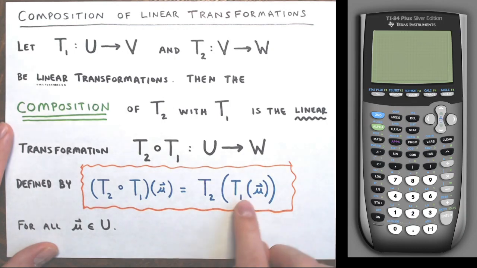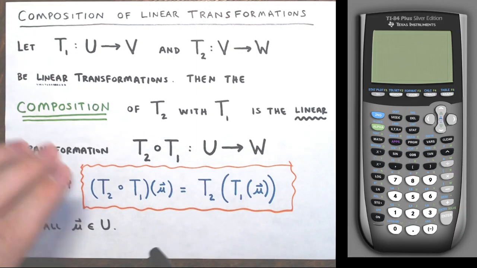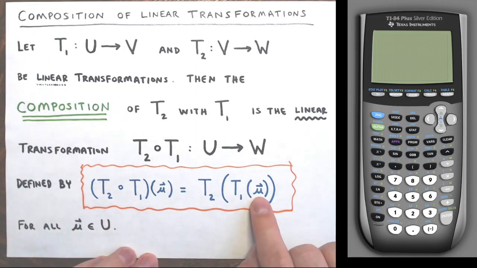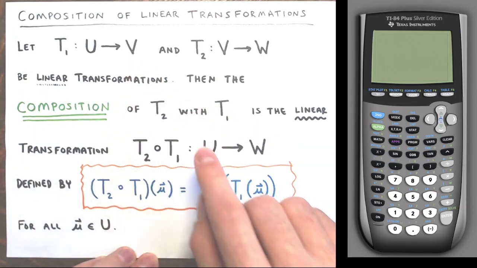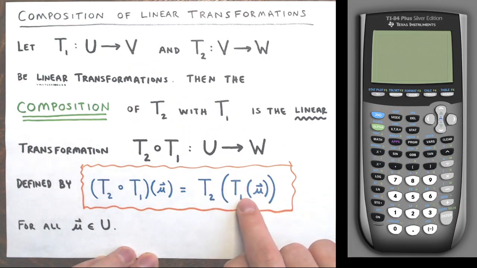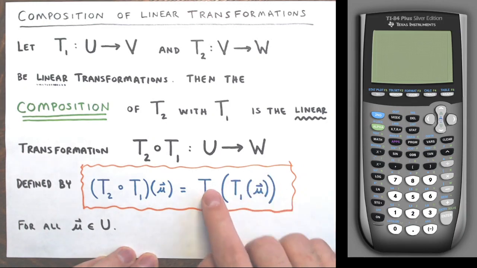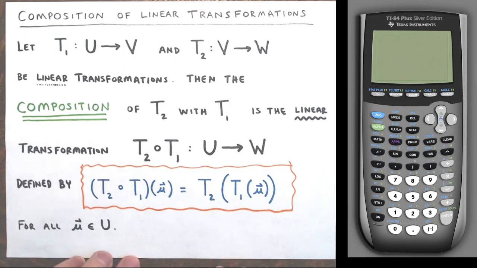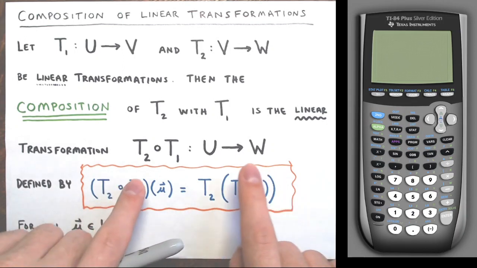So again, this describes what's happening. I take vector u, some vector from the domain U. I plug it into transformation T1. That gives me a vector from V, the codomain of T1. And then if this vector is in the domain of T2, then I can keep going, plug this vector into T2 and get an output from W. So keep this in mind, I put a little box here, that's going to be important.